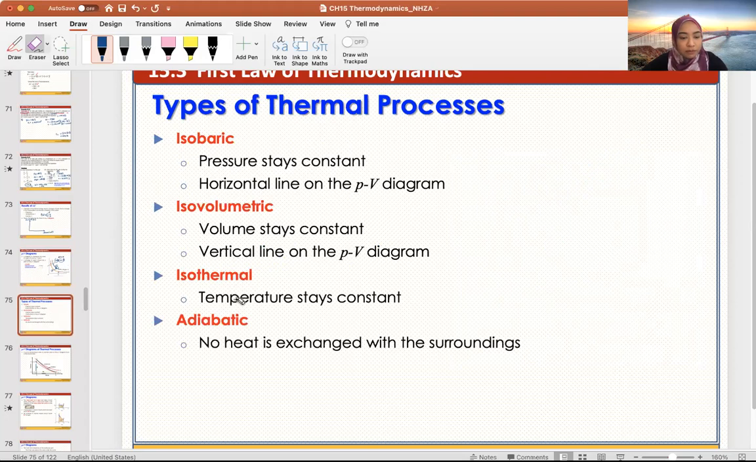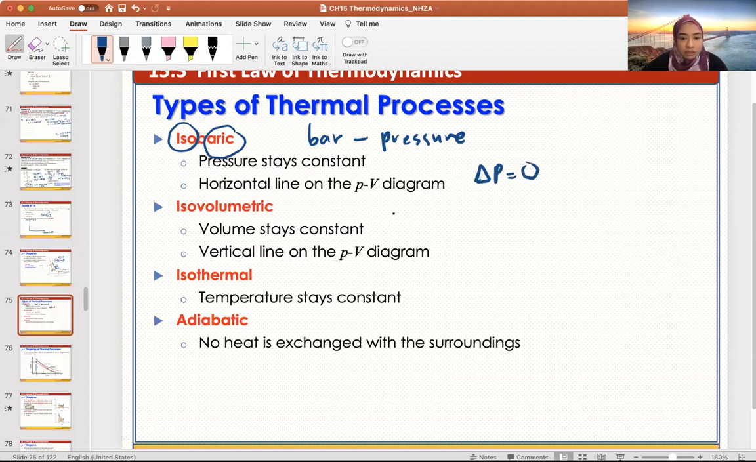So we have 4 types of thermal processes. The first one is isobaric. Iso means same. Bar is usually associated with pressure. This is how you memorize the name: isobaric, isobar, bar is pressure. So same pressure, constant pressure.